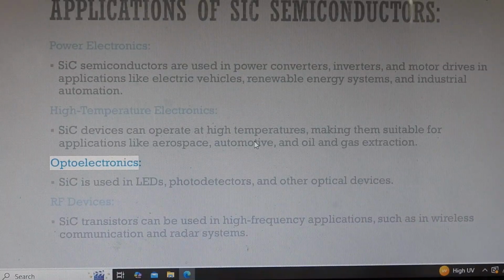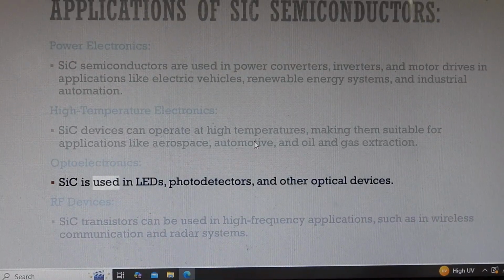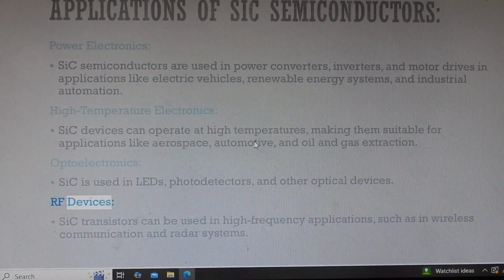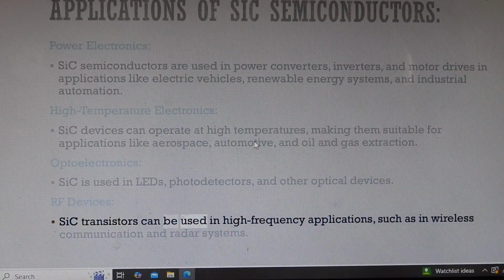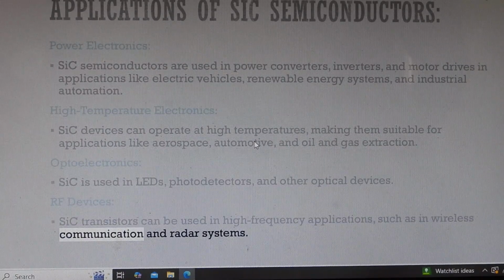Optoelectronics. SiC is used in LEDs, photodetectors, and other optical devices. RF devices. SiC transistors can be used in high-frequency applications, such as in wireless communication and radar systems.